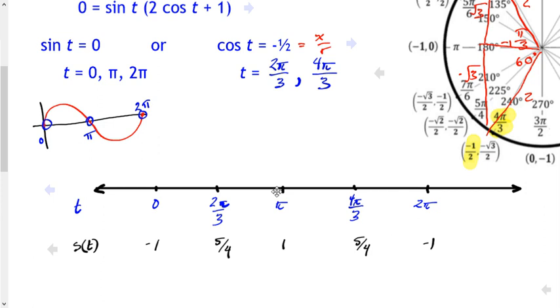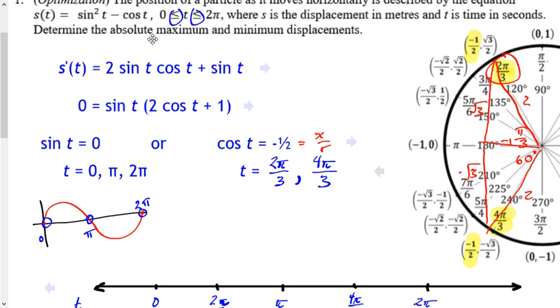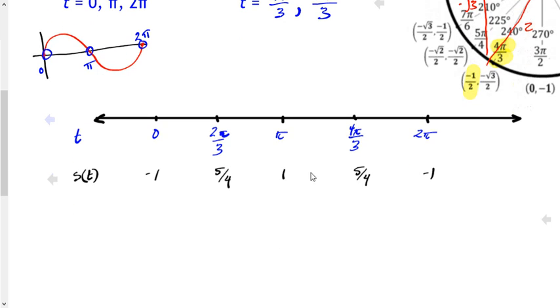So in this question, because we're looking for both maximum and minimum displacements, the minimum will be the negative. Well, where did these numbers come from? Well, I plug in 0 for t, and that will give me a negative 1. So maybe I'll demonstrate here with this.